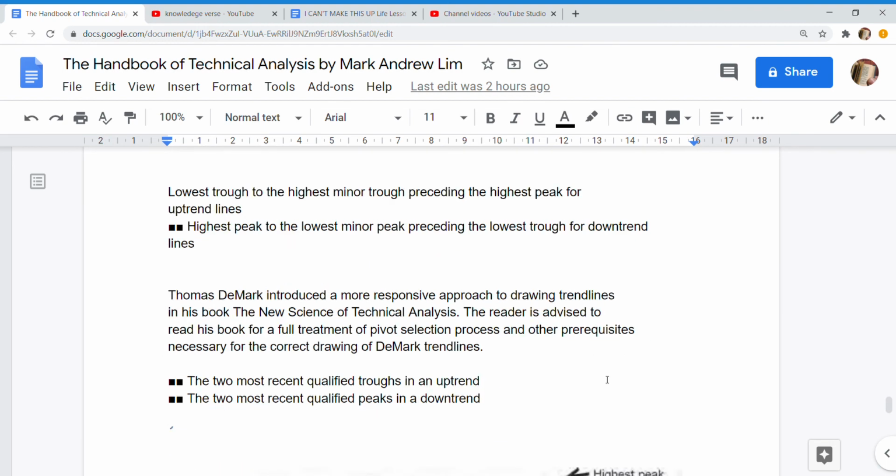Lowest trough to the highest minor trough preceding the highest peak for uptrend lines. Highest peak to the lowest minor peak preceding the lowest trough for downtrend lines.